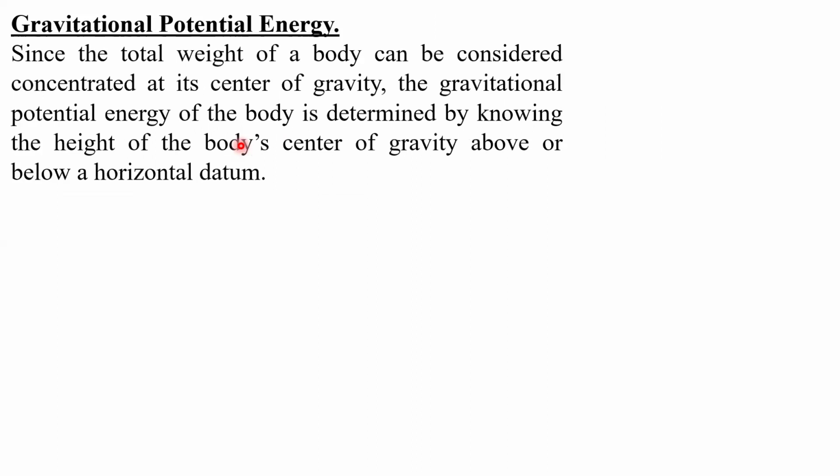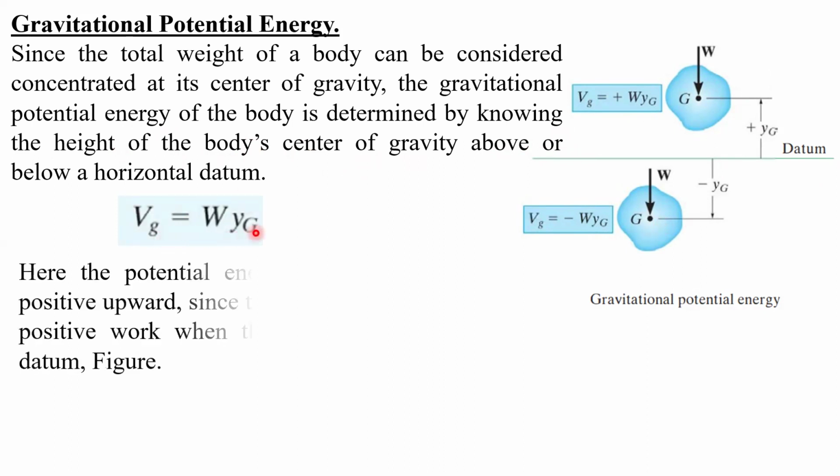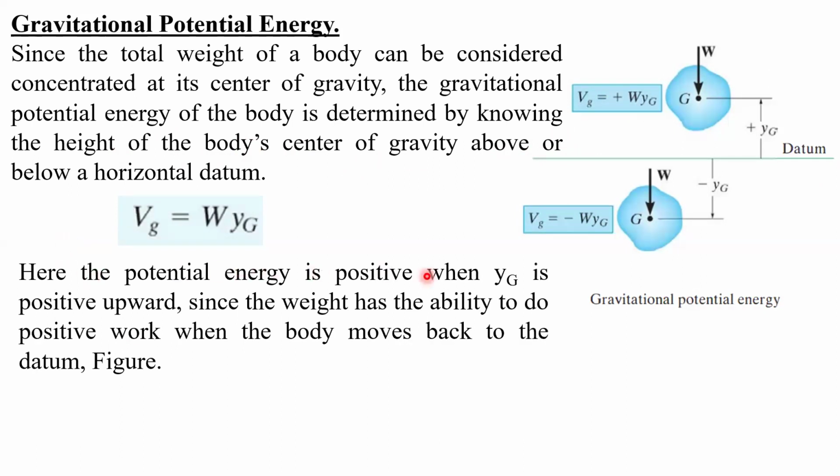Since the total weight of a body can be considered concentrated at the center of gravity, the gravitational potential energy of the body is determined by knowing the height of the body's center of mass or center of gravity above or below a horizontal datum. So this is the horizontal datum. This is the body above the horizontal datum and the body below the horizontal datum. So here, Vg is W yG. Here, the potential energy is positive when yG is upward.